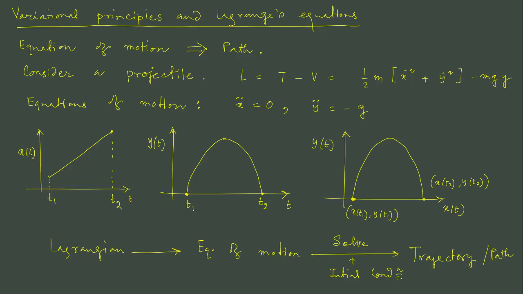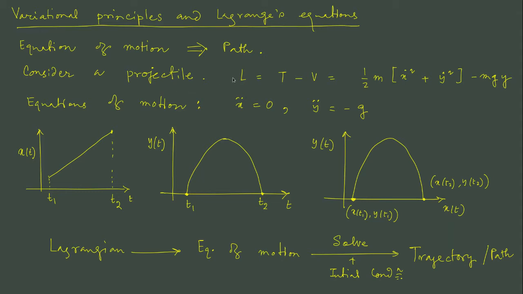We have already seen that we can get the equation of motion of a D'Alembertian system from D'Alembert's principle for ideal constraints, and we also got Lagrange's equation from this principle. Now, if you have the equation of motion of a system, that gives you a path along which the particle moves.